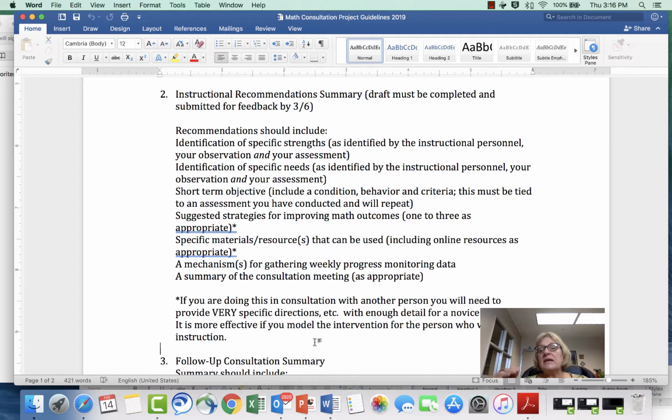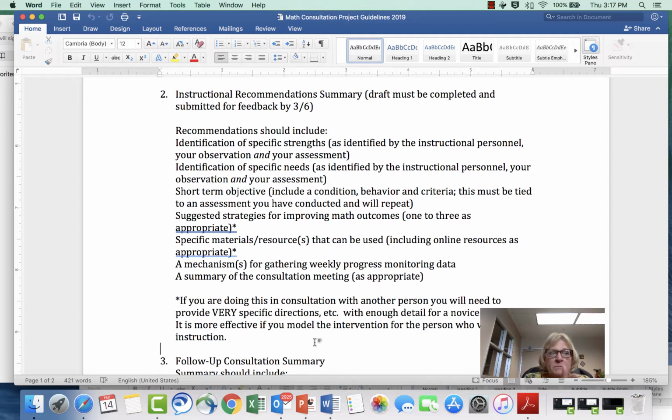These short-term objectives need to be tied to one or more of the assessments that you're doing. So let's say that your student made a certain score on the benchmark, or had a certain score on one of the subtests of the KeyMath. Then when you write your short-term objective, you're going to say, following 5 weeks of intervention focused on such and such, the student will score whatever the criteria is on this assessment by this date. If you have questions about that, please see me.